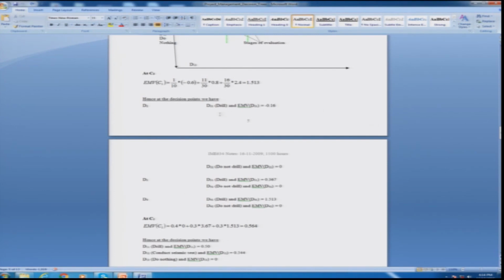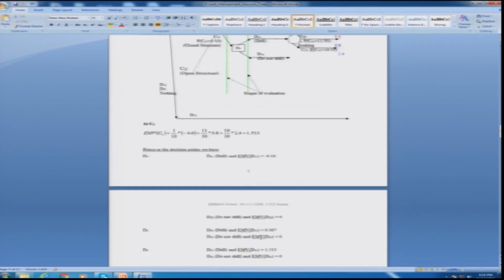So, at D2 it is negative, hence do nothing. At D3 positive, drill; D4 positive, drill. What are the values? At D2 it was negative, so comparing with 0 it is 0. At D3 it was positive 0.367, hence the value is 0.367. At D4 it is 1.513, hence it is 1.513.